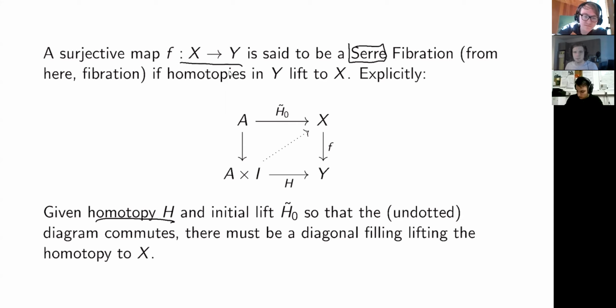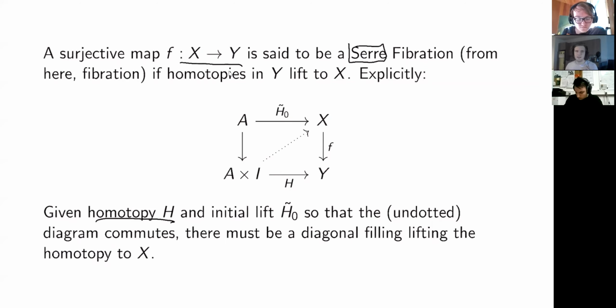Obviously, without any more information, this doesn't really make any sense. So we also want an initial lift H0. And what I mean by that is the homotopy has a function at time 0 and a function at time 1. We want a lift of the function at time 1 to X right here, so that if I compose from A to X through F to Y, this gives you the original H0 function.